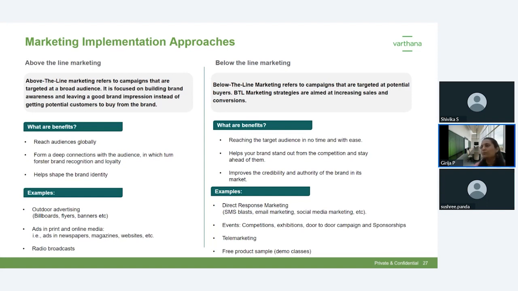So many companies provide a free product sample. So as a school, what you can do is conduct demo classes. The parents and the students can come to your school, see the school, sit in the school and feel about the school, and then immediately they can take the decision. So this is how you can achieve your short-term goal and long-term goal. So you must have also used these different strategies, and you're trying to promote them through different channels.